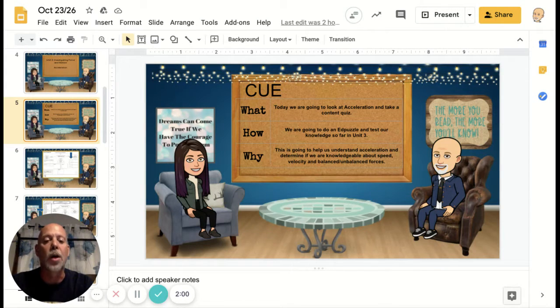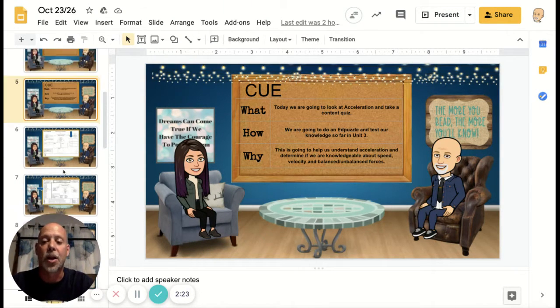It shouldn't take long. It's not very many questions, and it's covering all the information that we've covered so far in Unit 3. How are we going to do this? Well, we're going to do an Ed Puzzle, which you're in already, and test our knowledge so far in Unit 3. Why? Well, this is going to help us to understand acceleration and determine if we are knowledgeable about speed, velocity, balanced and unbalanced forces, because that's what's going to be tested on.